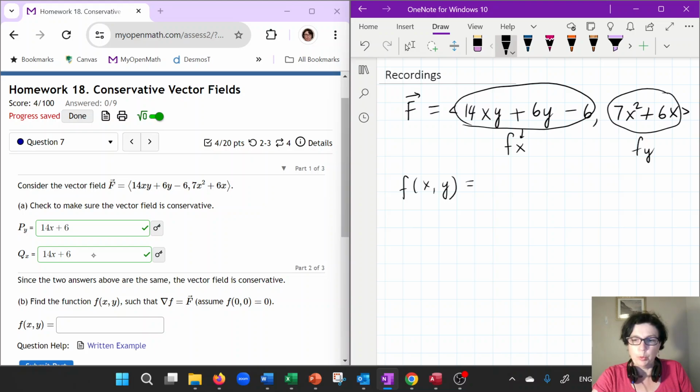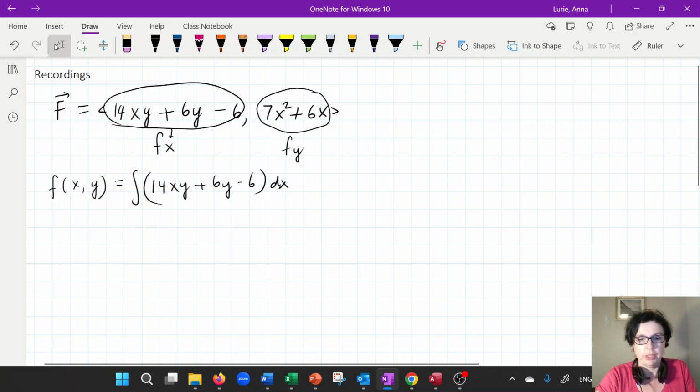All right, so what do we do? First of all, we have to integrate the first component, because we're trying to undo the derivative with respect to x by taking the integral with respect to x instead. So to try to undo the derivative, this is what we're doing. We're doing dx. So let's see, we'll come back to this question, but first let's see if we can try to solve it. Okay, what happens when you take the integral of 14xy with respect to x?